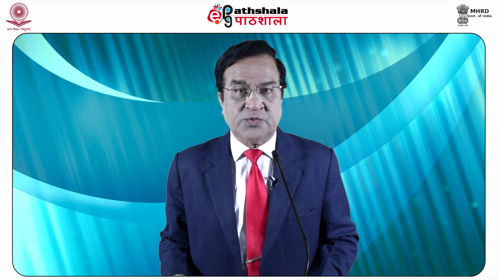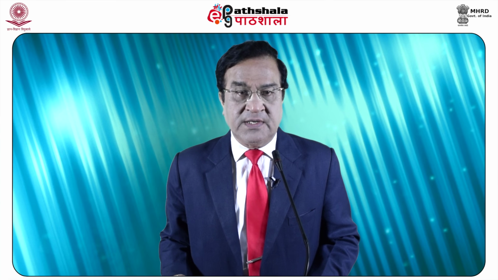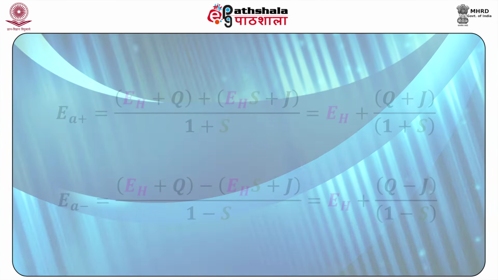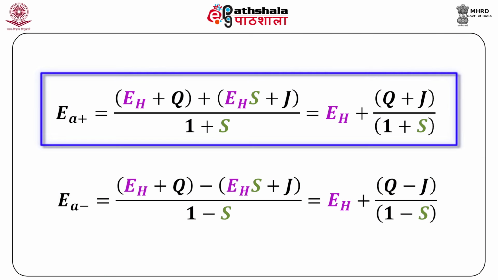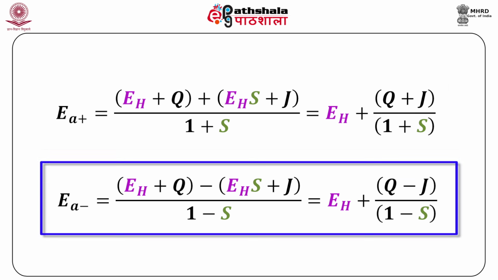Now if we substitute the values of HAA and HAB, we notice, as you can see here, we get two values of the energy. One is E plus, which is given by EH plus Q plus J divided by 1 plus S. And the second energy, which is of the antibonding orbital, as we will see later on, is given by EH plus Q minus J upon 1 minus S.